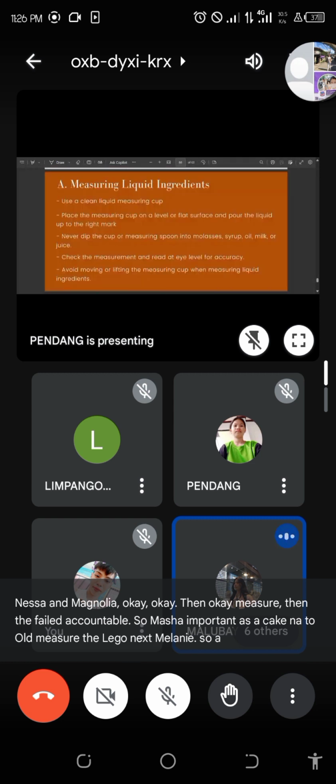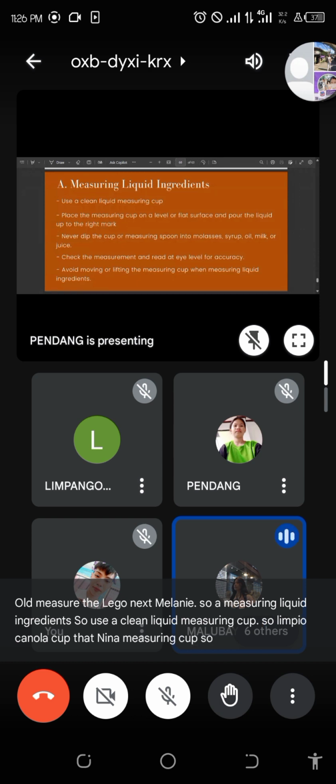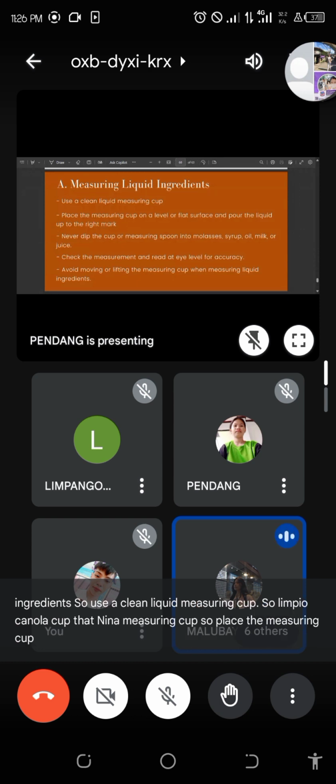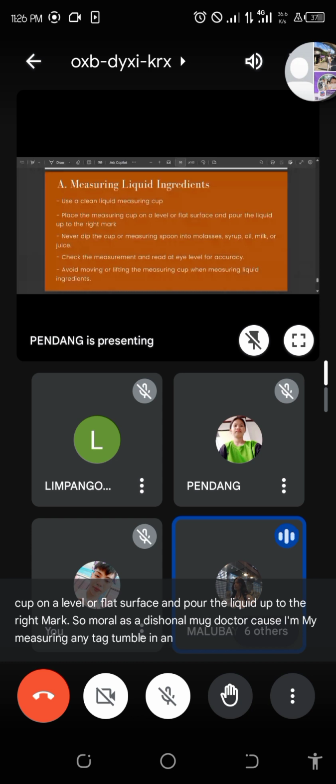So, A. Measuring liquid ingredients. So, use a clean liquid measuring cup. So, limpyo ko no nga, cup, itong ganina. Measuring cup. So, place the measuring cup on a level or flat surface and pour the liquid up to the right mark. So, mura rin sa di siya o kanang magtakos ay mag-measure. Atong nandiyo na ibutang sa mga flat surface.